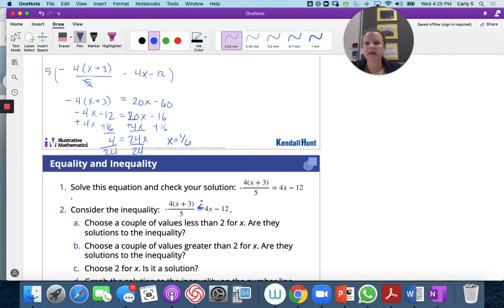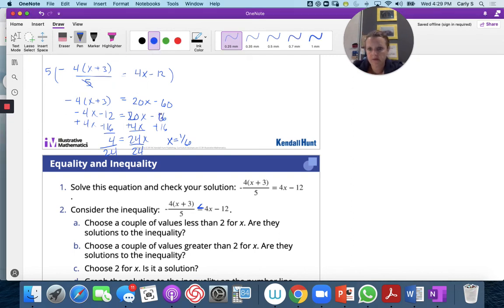Well, that's weird. I think I might have made a mistake up here. Negative 4 minus 12. I think I might have made a mistake. The book has x equals 2. I'm going to push pause and see if I can find my mistake, because you guys don't have to watch me do this. That took way longer for me to figure out.